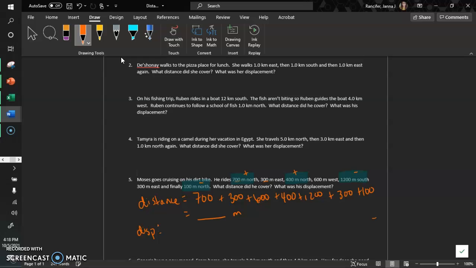So the displacement in the vertical direction, I'll call this displacement vertical. Vertical displacement is 700 plus 400 minus 1200, because south is the negative, plus 100. And what you'll see is that this is 0 meters of vertical displacement, north or south direction.